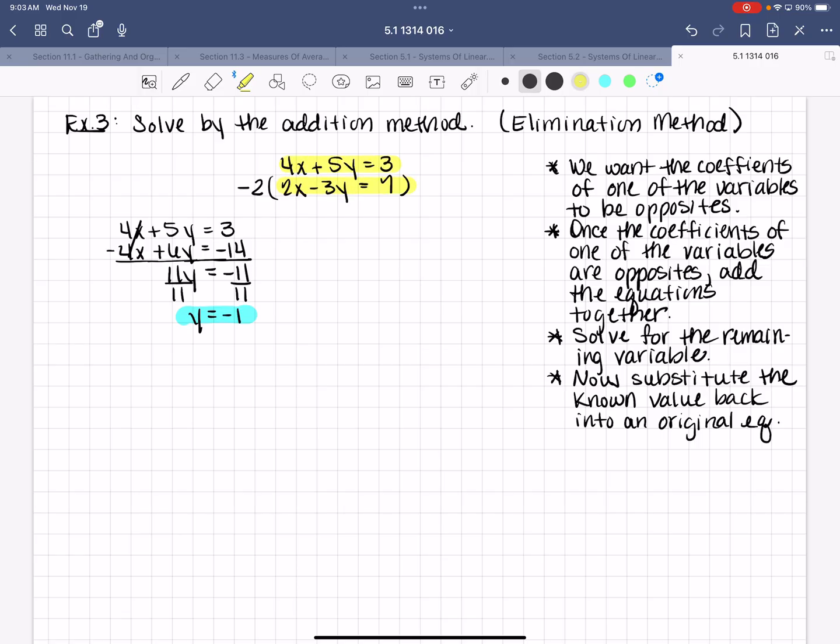You could put it back in the one where you'd multiplied by the negative 2, but it's easier if we just put it back in one of the originals. So it doesn't really matter which one. I'm just going to put it back in the first one, okay? They're both about the same amount of work. So I've got 4x plus 5y equals 3. That's going to be 4x plus 5 times negative 1 equals 3. So 4x minus 5 equals 3. Add that 5 over. I get 4x equals 8. I get x equals 2.